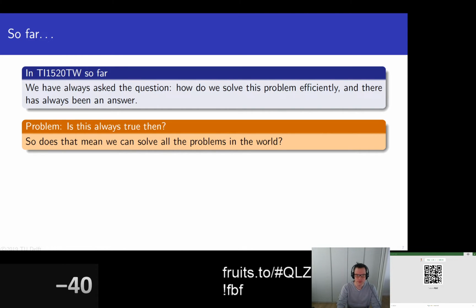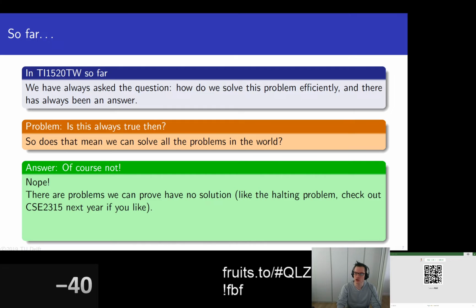But does that mean that we can solve all the problems in the world? Well, perhaps this is obvious, but no, we cannot. In fact, in a course called Automata, Computability and Complexity, amazing course, CSE 2315 for next year, if you want to do another extra course, why not? We can show that there are problems that have no solution. We can never write an algorithm to solve the problem. A famous example of this is the halting problem and the word acceptance problem. Two problems that we can show cannot possibly have an algorithm to solve them.